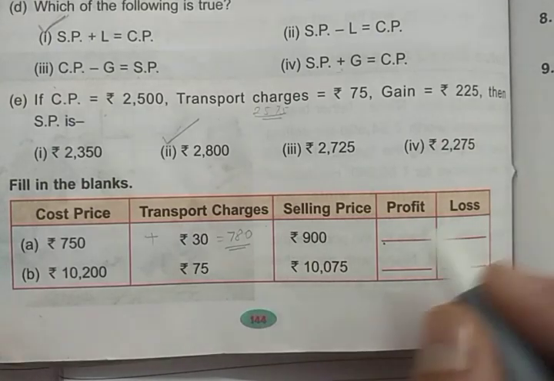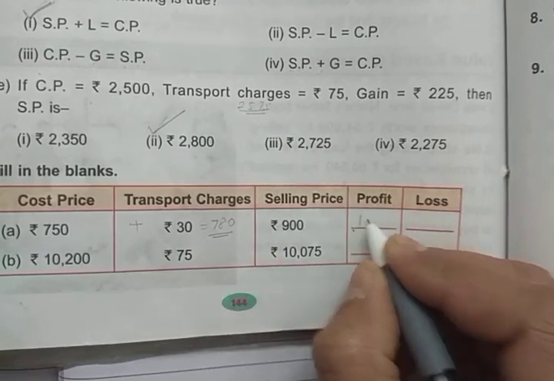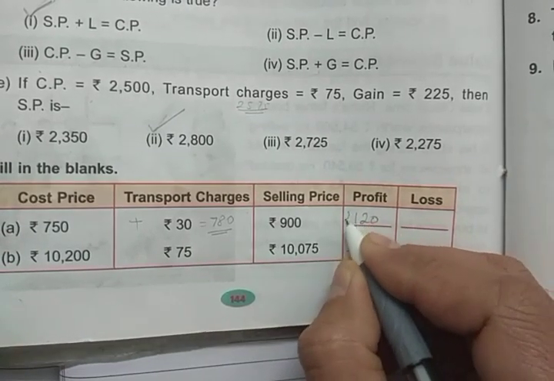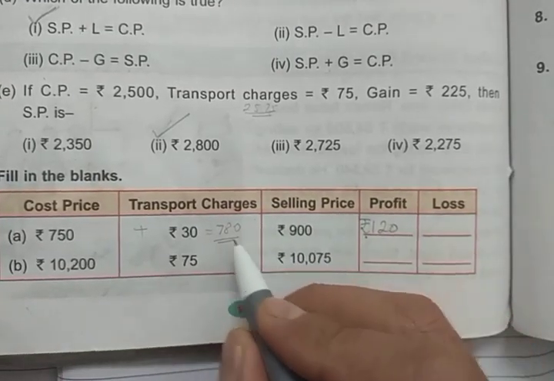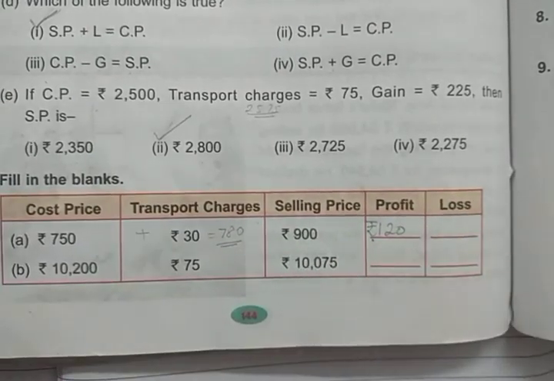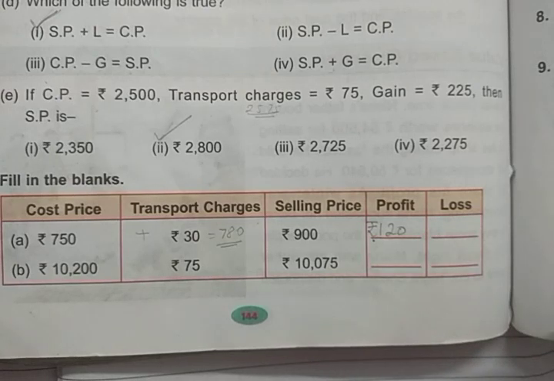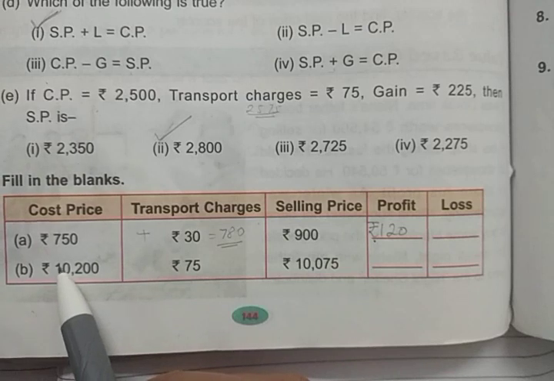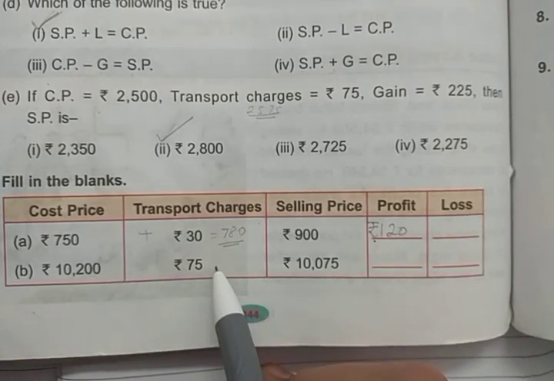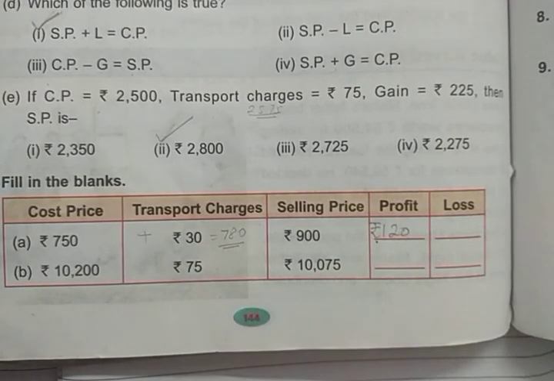So there is a profit of 120 rupees, right? Profit of 120 rupees, because 900 minus 780 rupees is equal to 120 rupees. Similarly, you can find this. Again, cost price plus transport charges, add them and then find out there is a profit or a loss, right?